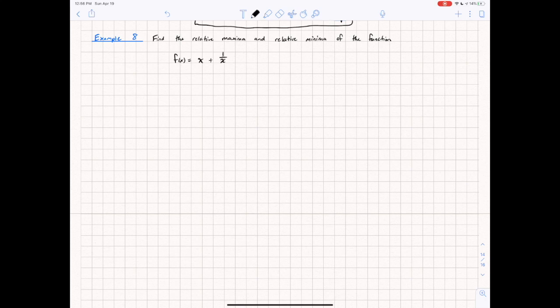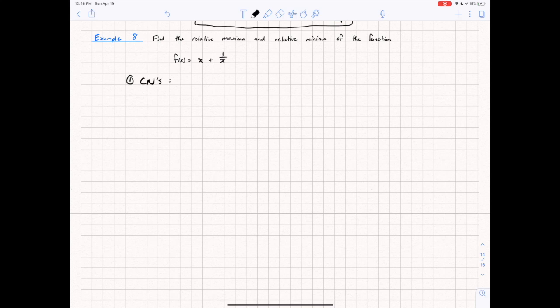All right, so example 8. Find the relative max and relative minimum, so same directions again, for the function x plus 1 over x. Again, the goal here is to use the first derivative test. To do that, I need to find my critical numbers first.